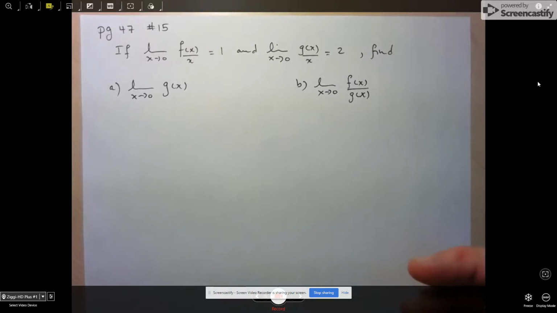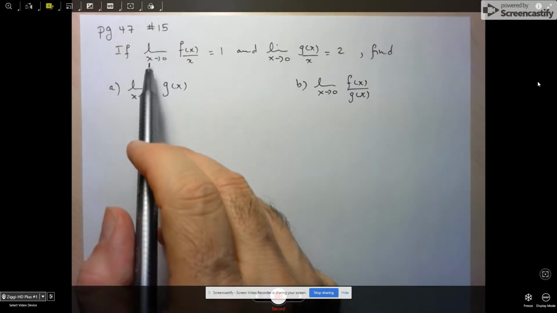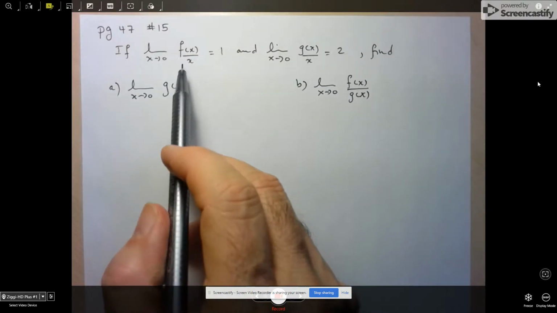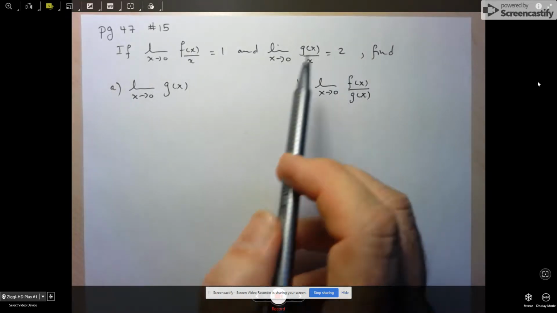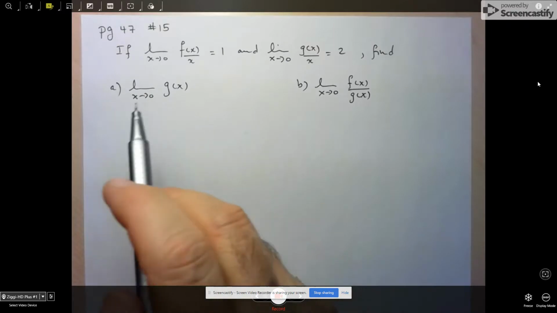Hi, folks. We're going to take a look at number 15 on page 47. They give us a couple conditions here. They tell us that the limit as x approaches 0 of f of x over x is equal to 1, and the limit as x approaches 0 of g of x over x is equal to 2. And then they want us to determine these limits here.